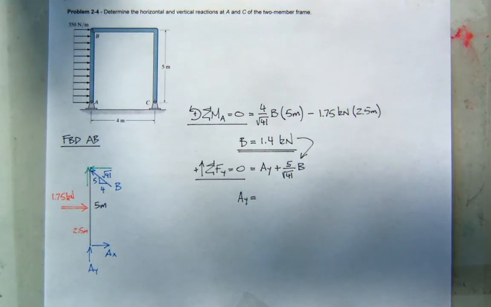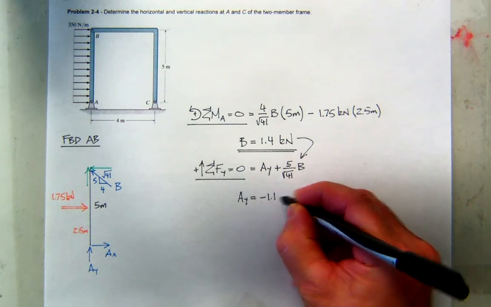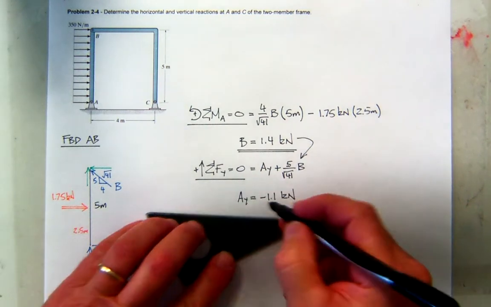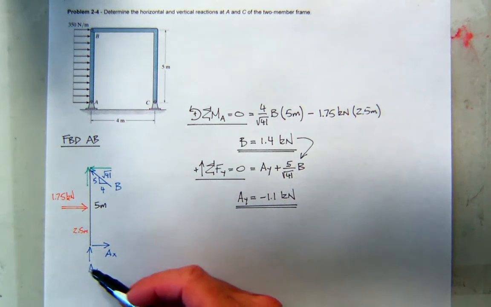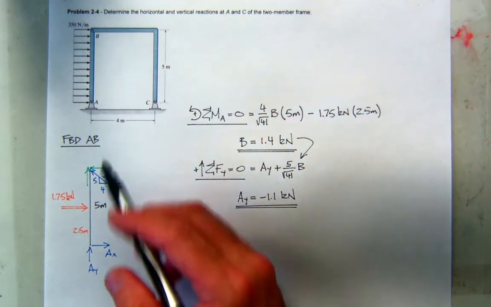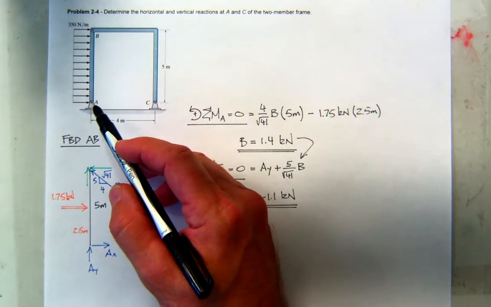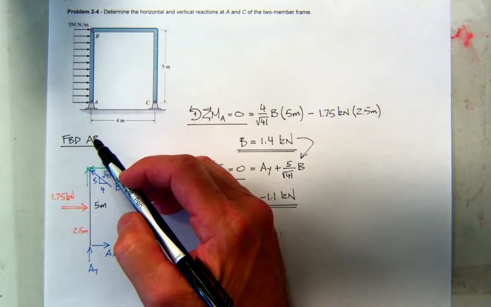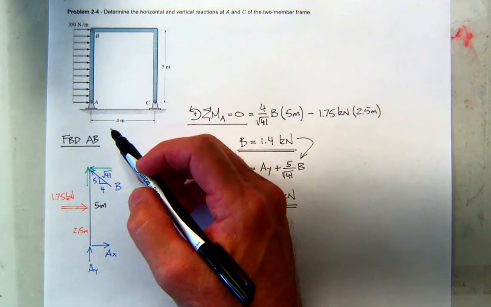What do we get? 1.1. Is it positive or negative? Negative. 1.1, that'd be kilonewtons. So actually the reaction at A is holding the structure down. Does that make sense? Well, what do you think would happen if this is a big wind force on the side of your building? Is your building going to be driven into the ground? No, it's going to be lifted up. So you need your support to hold it down.